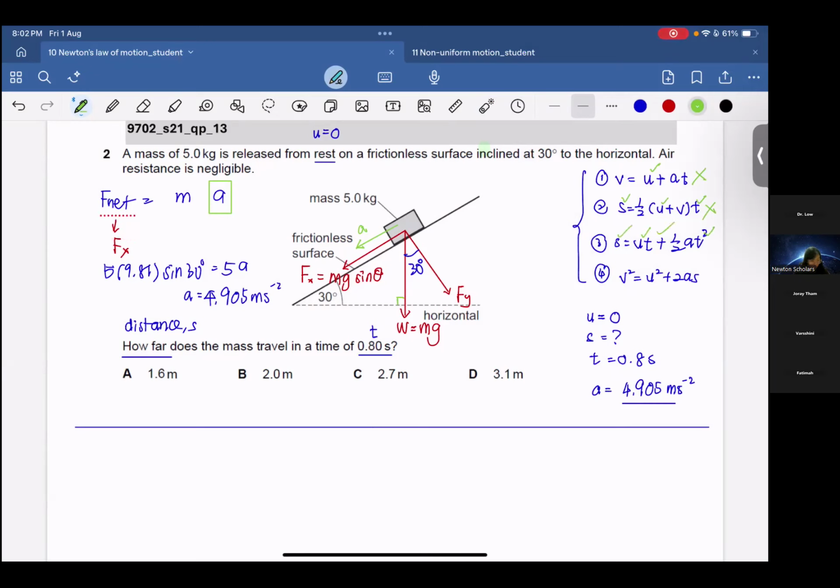At here, U is 0, so we don't care. Then 1 over 2 A, 4.905, times the T, 0.8, squared. So your answer should be 1.6 meter. Is it okay? Third formula, thank you. Thank you, Vashini. Hey, Vito, good job. So boys and girls, any question for this?